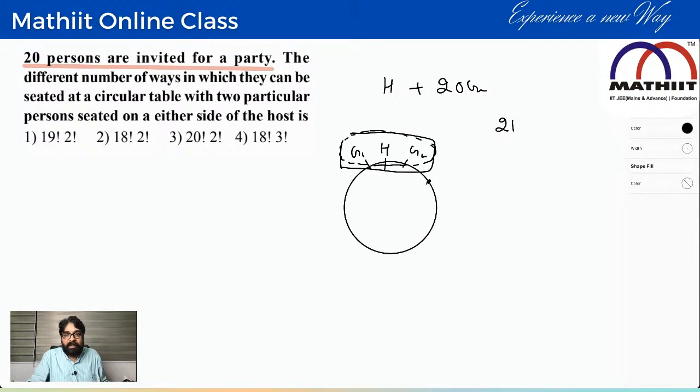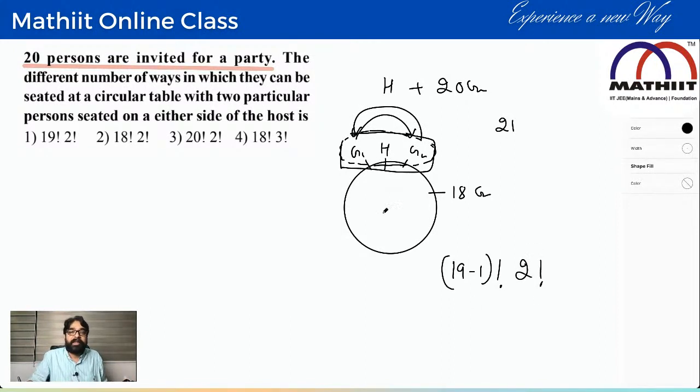Now the balance will be what? 18 guests, plus 1 box object, 19 objects. We have to arrange in a circle. So 19 minus 1 factorial, into the guests can interchange their position, since they sit on either side, both sides. So into 2 factorial. So the answer will be 18 factorial into 2 factorial. So third will be the answer. Sorry, second will be the answer.